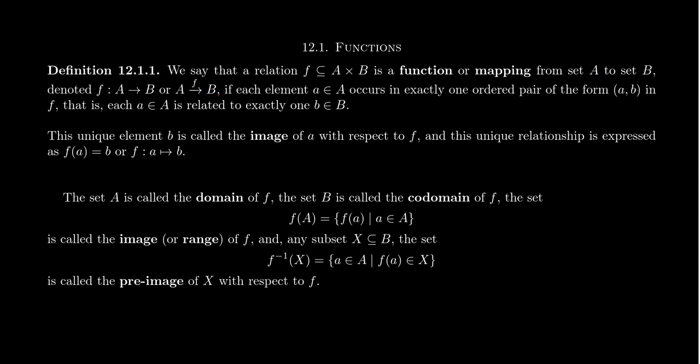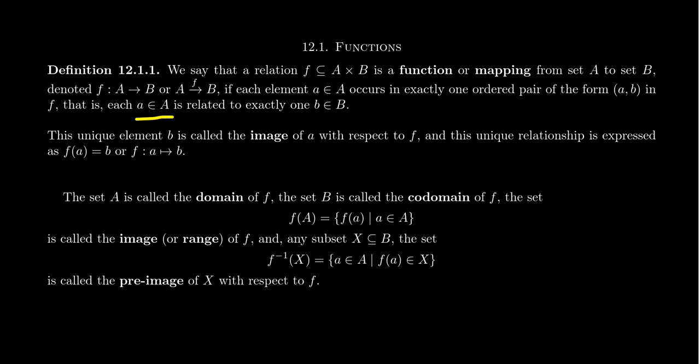Okay, so we have a function, but what makes it a function as opposed to just any other relation? This is what actually makes it a function: it satisfies the property that each element a in the first set A occurs exactly once in ordered pairs of the form (a, b). That is to say, for every element in the first set, there is exactly one element in the second set that it's related to. Exactly one means at least one, but also at most one. So every element in the first set is related to exactly one element in the second set. This is what we refer to as a functional relation.